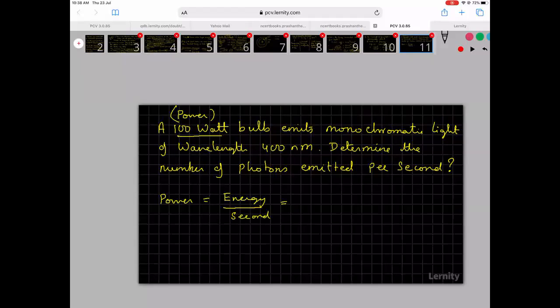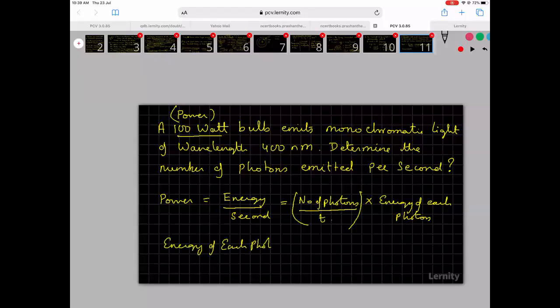Energy is equal to number of photons into energy of each photon. So this is the rate of emission of photons, and this is the energy of each photon. Now, energy of each photon is equal to hc by lambda. So that is given to us.